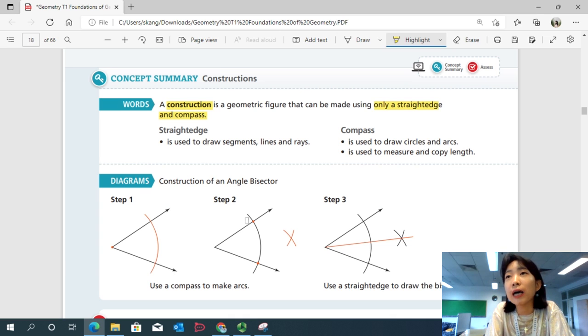So these are diagrams to construct an angle bisector, just for a review. But you need to know how to construct all the constructions that we learned: how to copy a line segment, how to copy an angle, how to construct a perpendicular bisector, and how to construct an angle bisector. So using all these skills, we'll be able to construct and copy without using all the measurements and other tools.